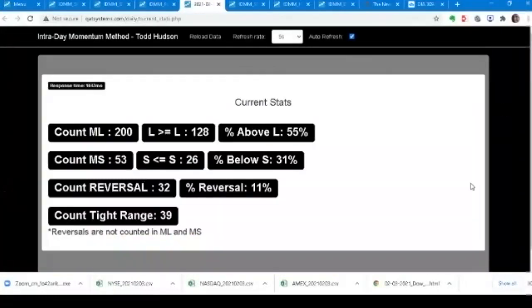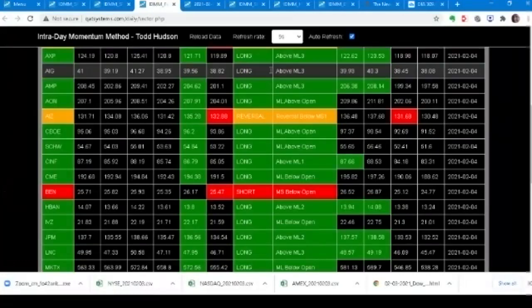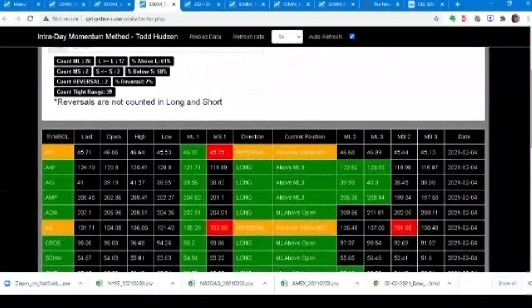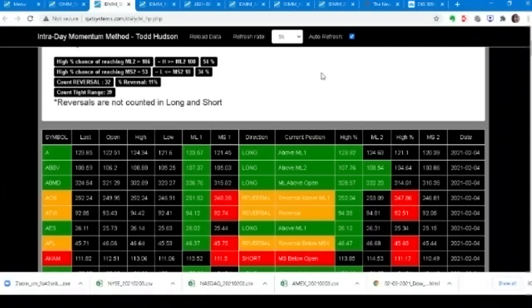As you can see right now, we are basically back up at 55% of the stocks that reached the ML1 level are at or above that level. These are the financial stocks. 61% of the stocks that have reached the ML1 level are at or above the ML1 level, and 50% of the stocks that have reached the MS2 level are at or below the MS2 level.